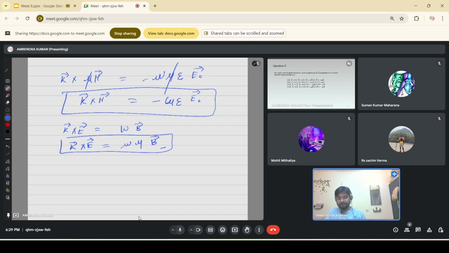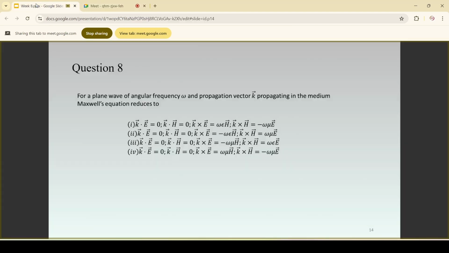Now let's match with the options. So we have all the things. k dot E is 0, k dot H is also 0, k cross E is omega mu H, which we can see because B is equal to mu H, so you have to put it back here as mu H. So this is also true. And the fourth one is k cross H equal to minus omega epsilon E naught. So that is also true.